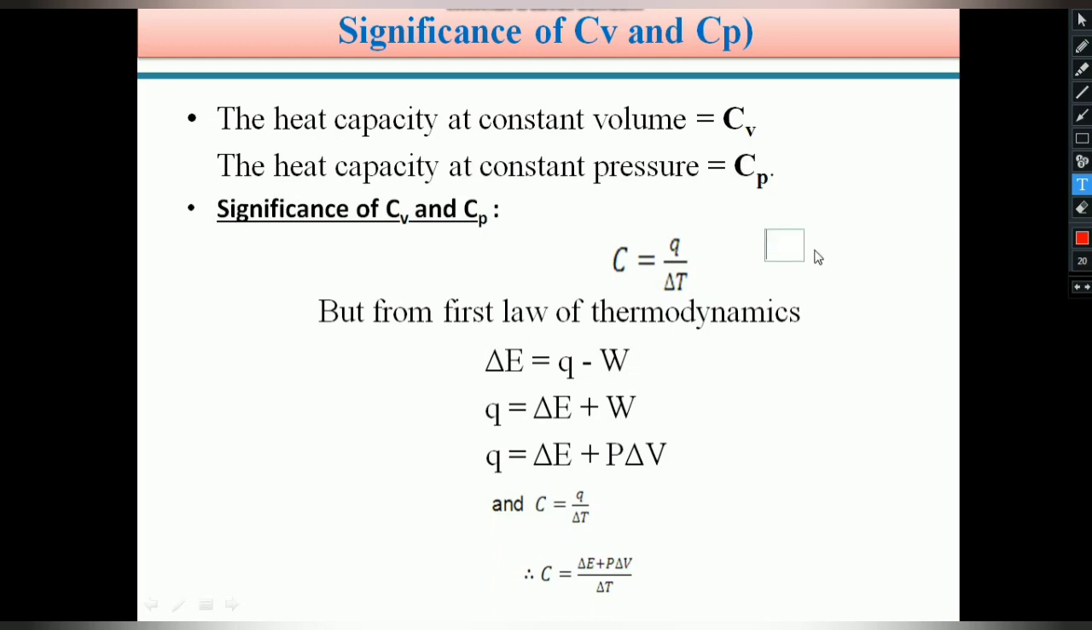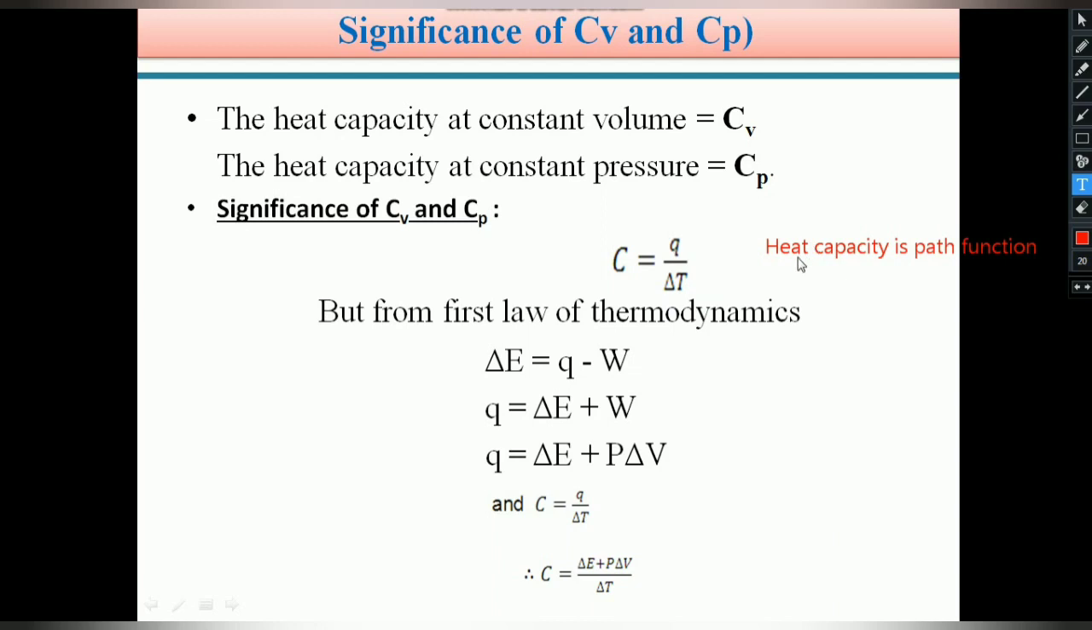Heat capacity is a path function. Hence, it depends upon the path, but does not depend upon the initial and final state of the system. It depends upon the path of the system.